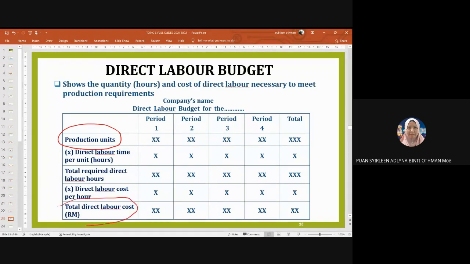So this is actually calculating the wages for the labor. It's very easy, but you still need to derive this information from your production budget. That means the information is connected and we are still using the previous ones. So we are going to prepare the production budget and the direct labor budget, DL.